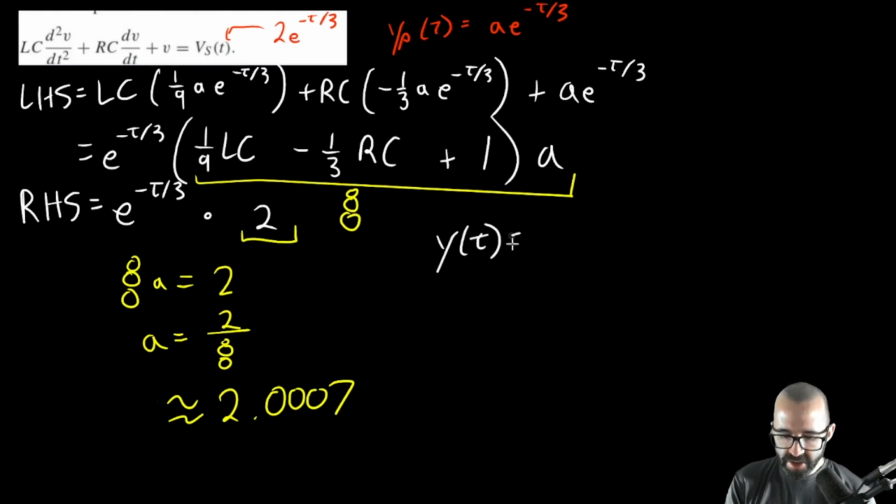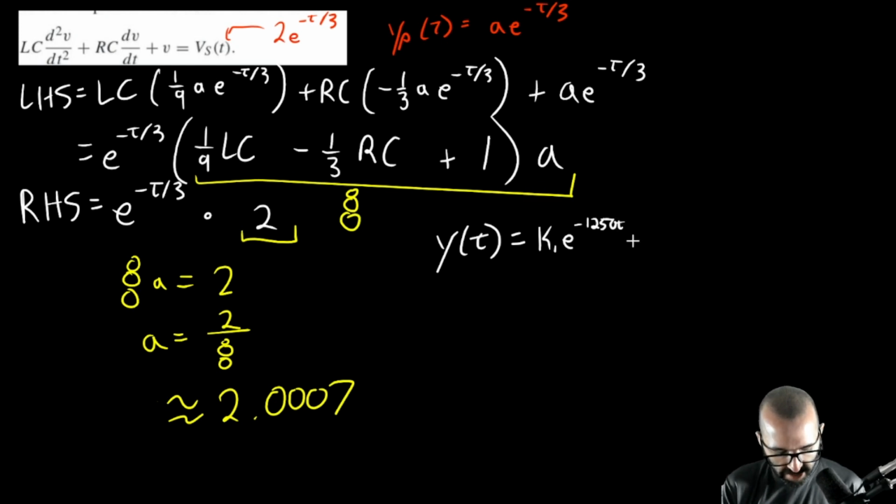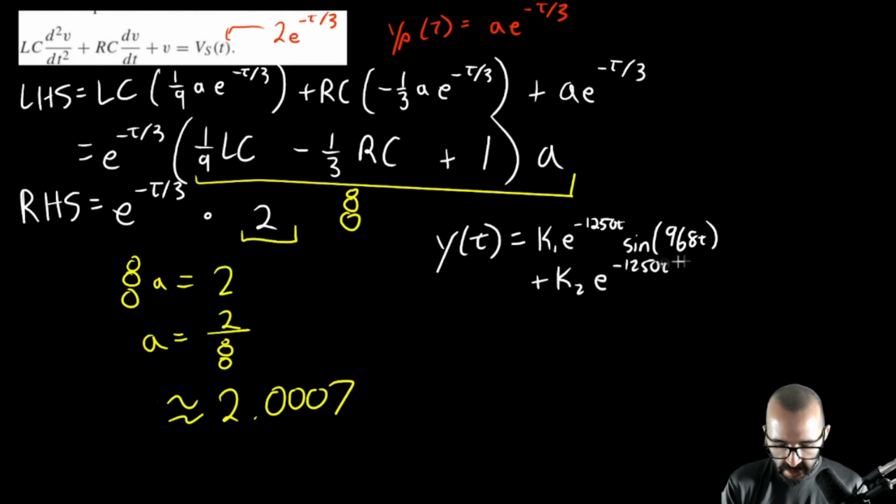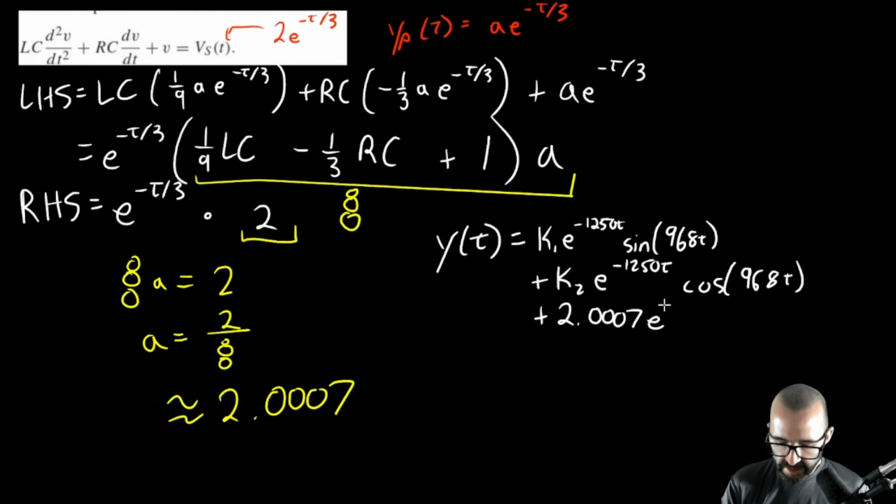Our solution is going to be our general solution, which we found to be K1 e to the negative 1250t times sine of 968t, plus K2 e to the negative 1250t times cosine of 968t, plus our particular solution, which was just 2.0007 times e to the negative t over 3.